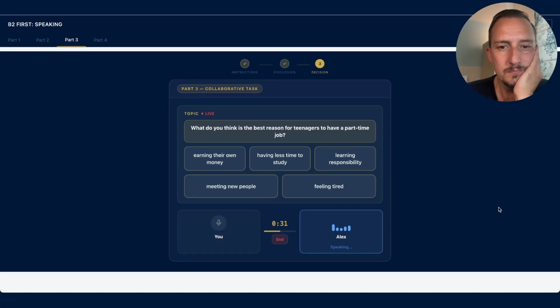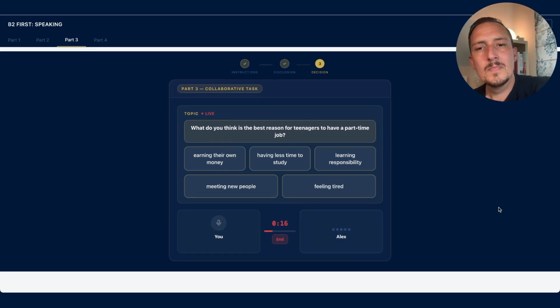Yeah, I agree with you. Earning your own cash is a great motivator. It really shows you the value of work and helps you become more independent. And like you said, learning to manage money is a great life skill. What about meeting new people, though? Do you think that's a big benefit as well?